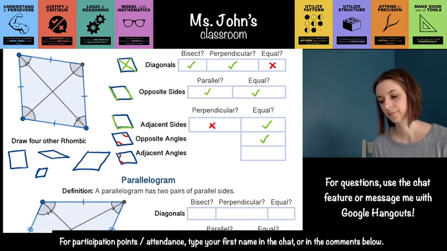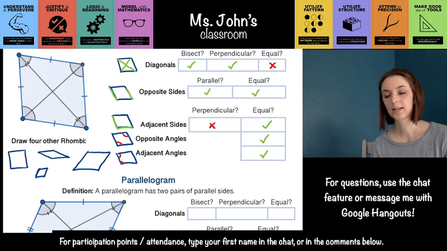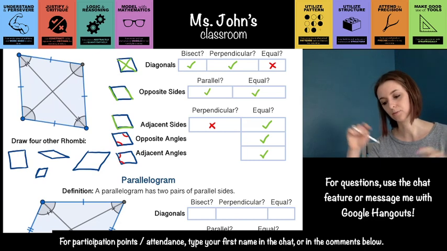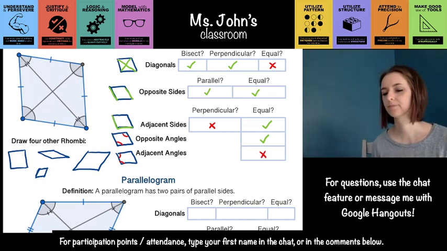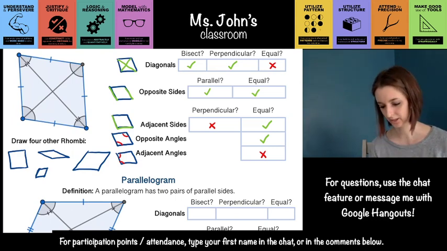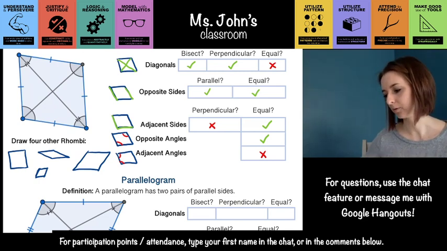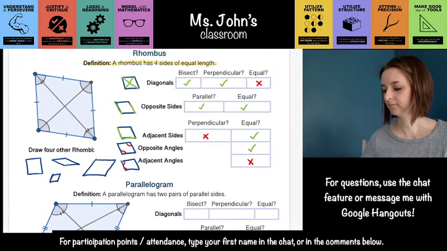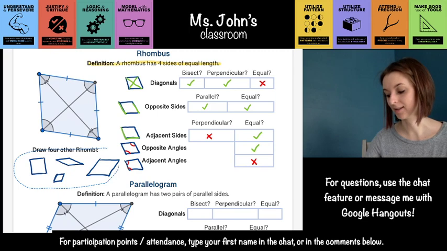But adjacent angles, on the other hand, do not necessarily need to be the same. However, they do have some specific properties and maybe we'll talk about them with the parallelogram instead of right now. Pairs of adjacent angles will not necessarily be the same. They will be different for the most part, unless it's a square, and then they will be the same. Remember, not necessarily is what we're saying.